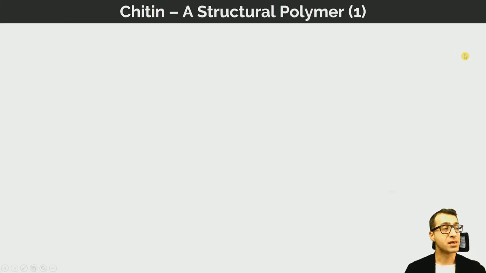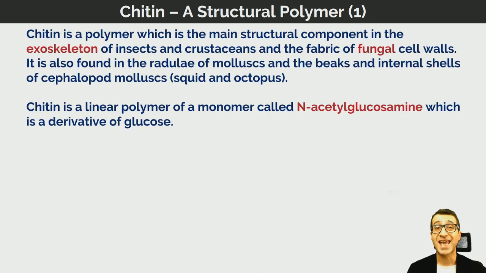So chitin is a structural polymer which we mentioned before. It's the main structural component in the exoskeleton of insects and crustaceans, but it's also the fabric of fungal cell walls as well. It's also found in the radulae of mollusks and also the beaks and internal shells of cephalopod mollusks such as squids and octopi.